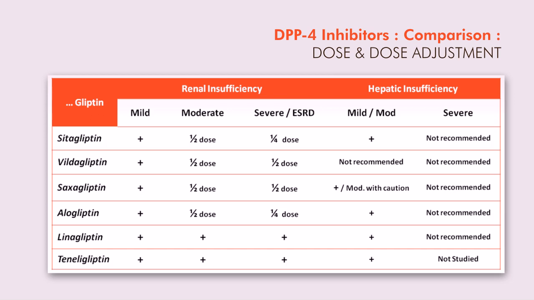For hepatic impairment, particularly if you take out vildagliptin and saxagliptin, the other 4 gliptins can be safely prescribed without dose modification in mild to moderate hepatic impairment. For severe hepatic impairment, it is better to avoid giving any gliptin.